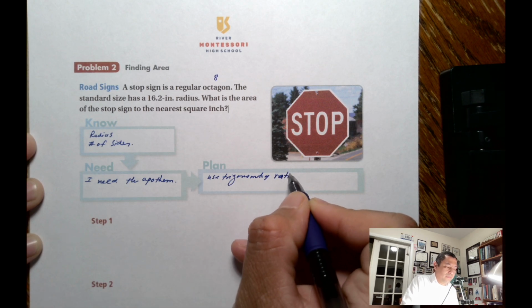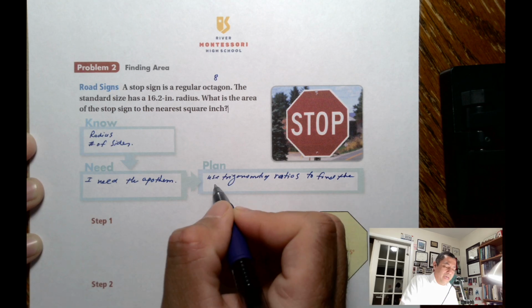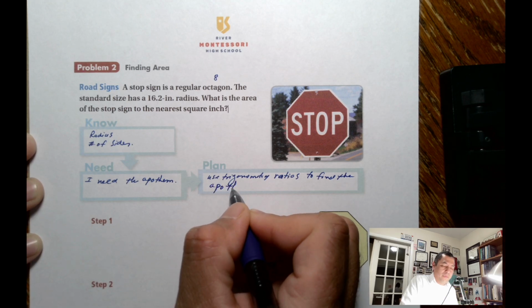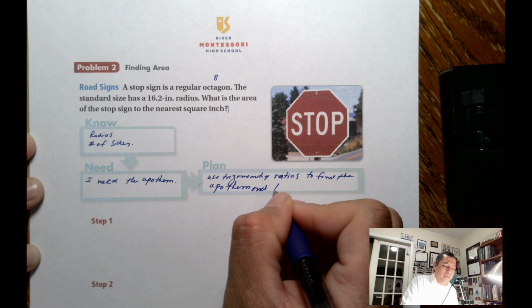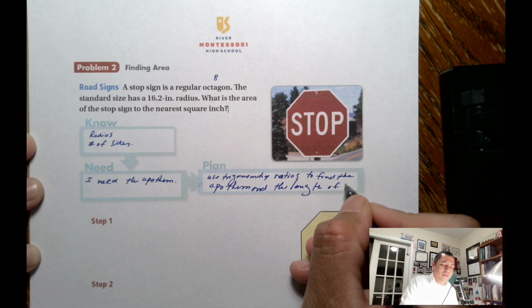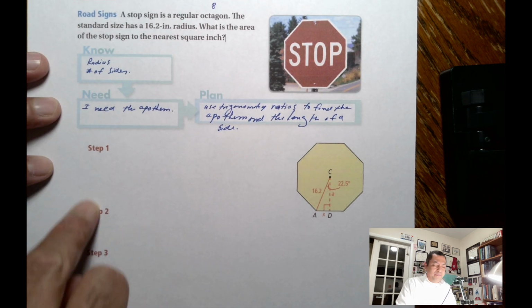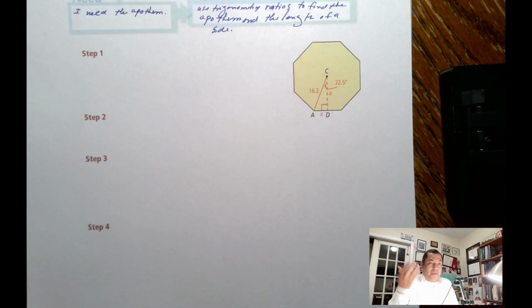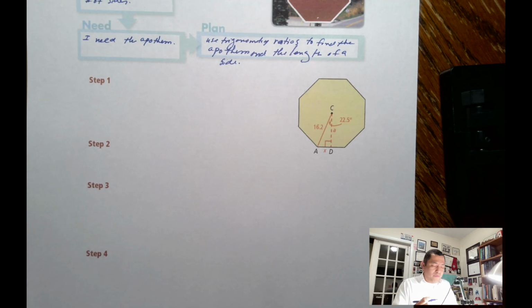Ratios to find the apothem and the length of a side. Okay, so let's work out. I put the steps here. If you want to use this one, you're going to get like 4 steps.